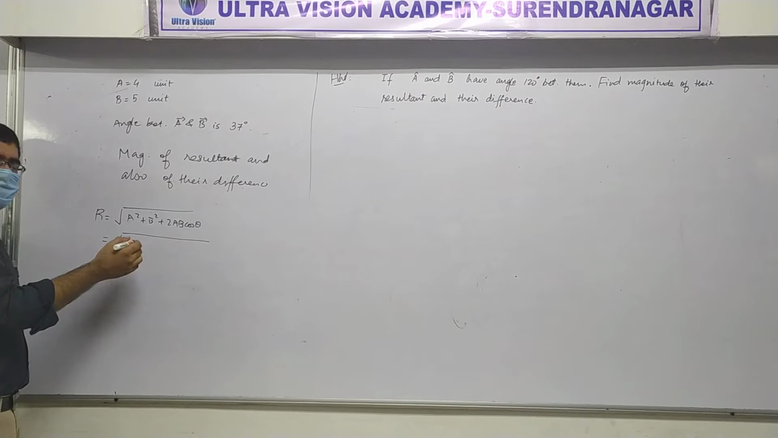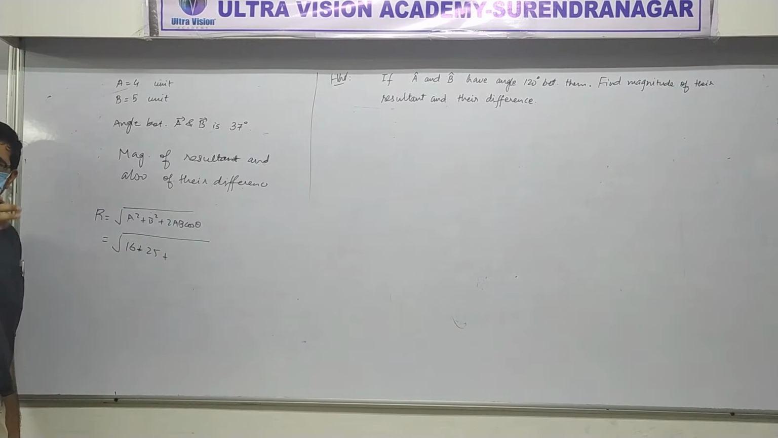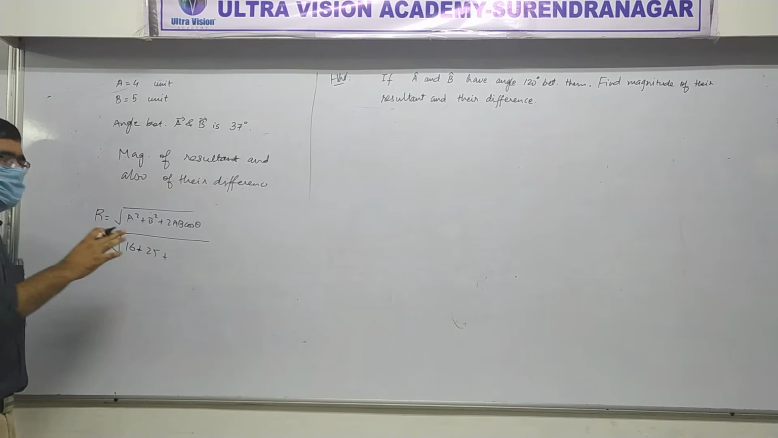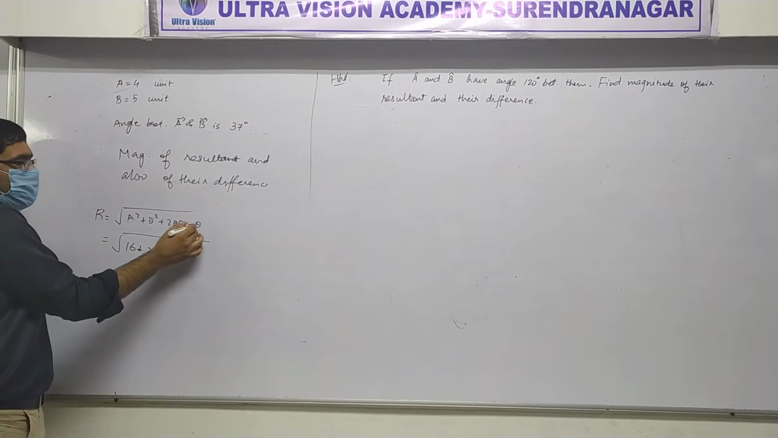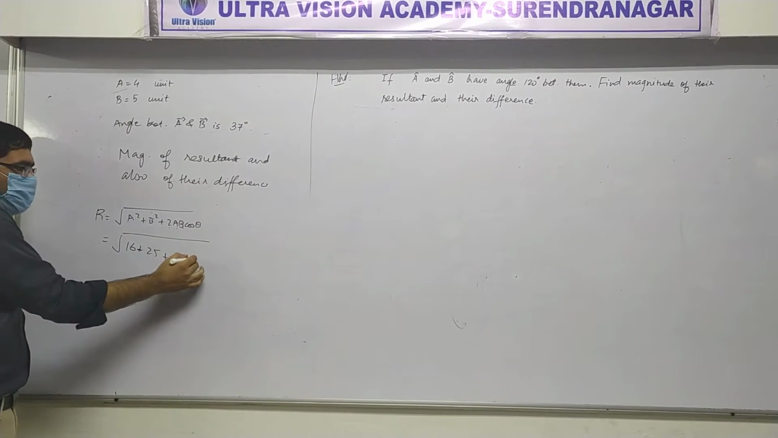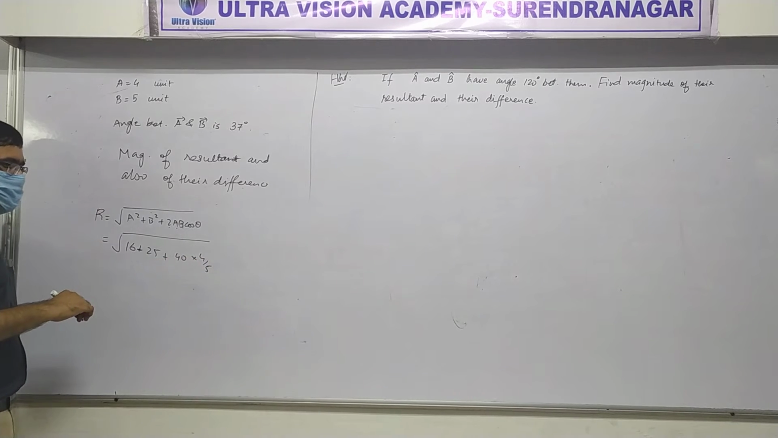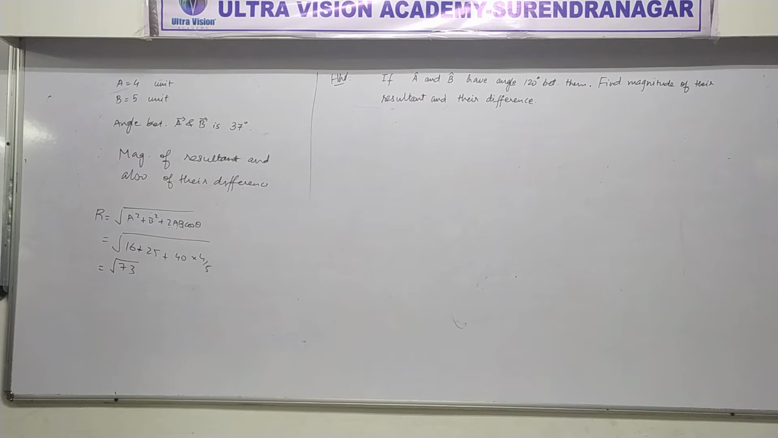16. 25. 2 into 4 into 5 is 40, into cos 37. What's cos 37? 4 by 5. Did you get that? Yes. Okay, so now under root 73. Okay, that's correct. Under root 73.